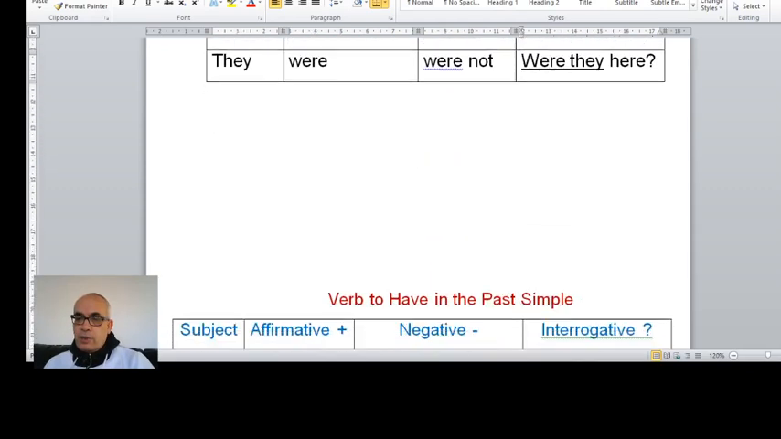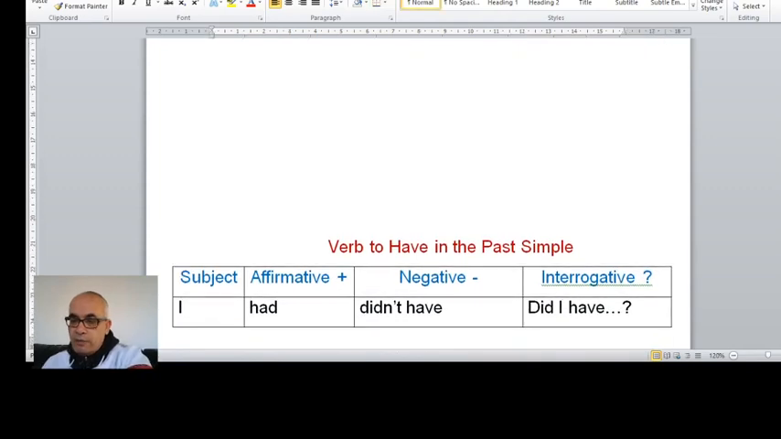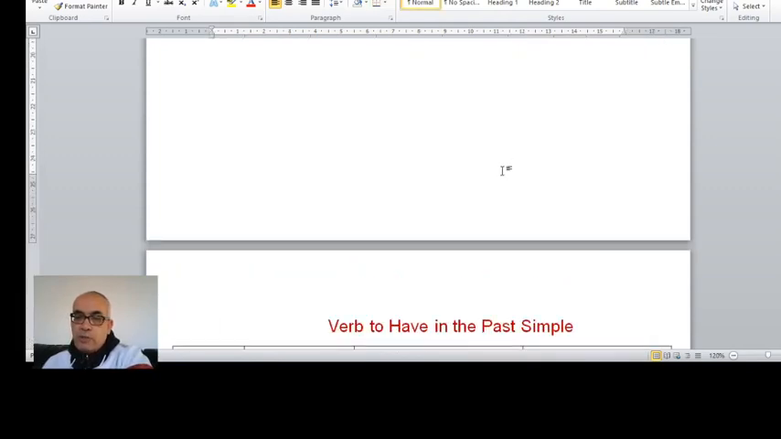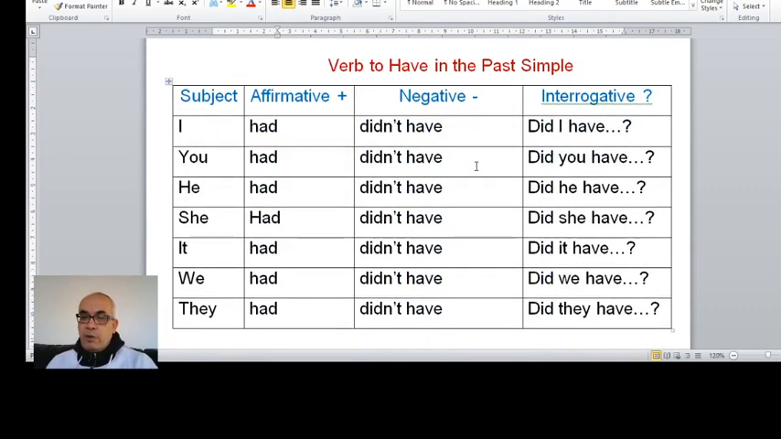Let's move to the next one now. Verb to have. Again, I choose verb to be, verb to have, verb to do, because these are very important verbs in English. Verb to have. These are the subjects. Now, as you can see, had. So all the time I use had as the past simple with all the subjects.